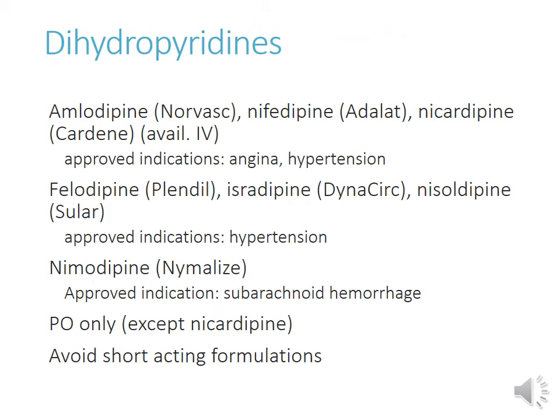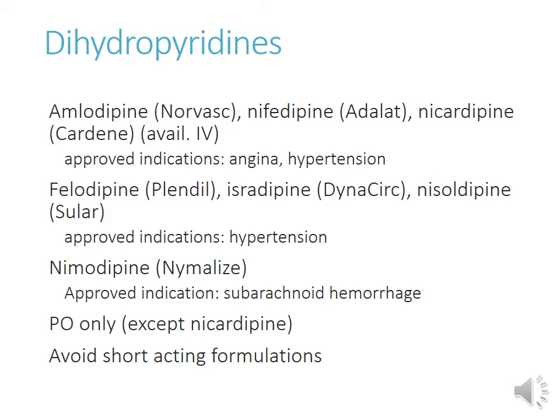Okay, so those are non-dihydropyridines. Again, if you're thinking of something as being an antiarrhythmic or having effects on the SA node, AV node, think non-dihydropyridines. Now we have our dihydropyridines, which will include things like amlodipine, nifedipine, nicardipine. Those ones are specifically marketed for angina and hypertension. You also have some other drugs, things like nisoldipine, felodipine, isradipine. Again, those are pretty easy to identify if you were looking at them on a list, right?